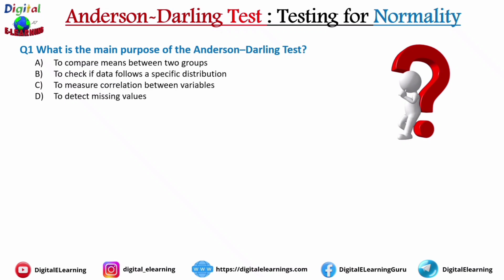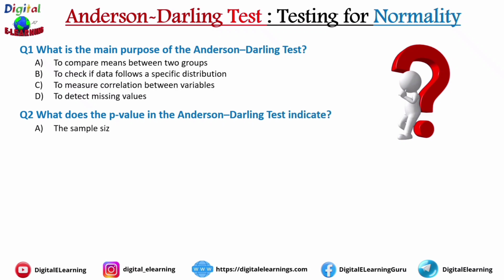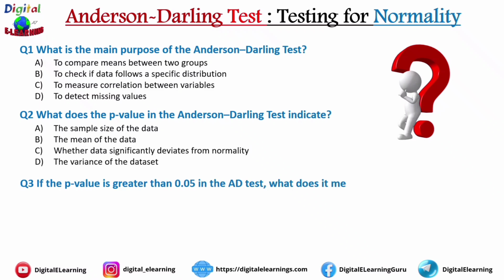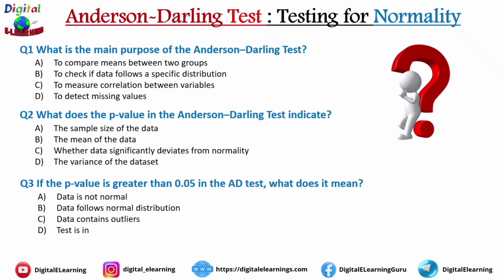Question number 2. What does the p-value in the Anderson-Darling test indicate? Sample size of the data, mean of the data, whether the data significantly deviates from normality, or the variance of the data set. Question number 3. If the p-value is greater than 0.05 in the Anderson-Darling test, what does it mean? Data is not normal, data follows a normal distribution, data contains outliers, or the test is invalid.